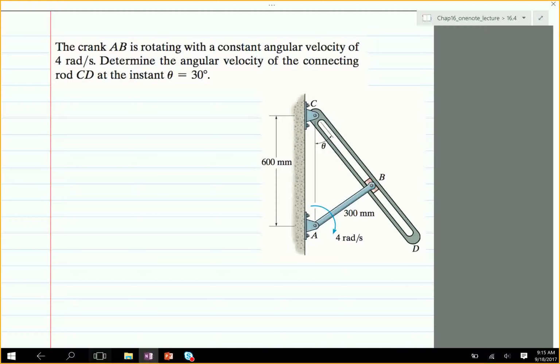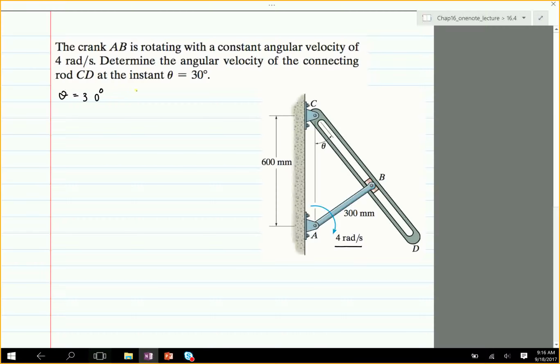Okay, so this is a famous mechanism. It's a crank-slider mechanism, and it'll come again and again in the course. So let's try to solve this problem. The crank AB is rotating with a constant angular velocity of 4 radians per second. Determine the angular velocity of the connecting rod CD at the instant when theta is 30 degrees. So we're given theta is 30 degrees.